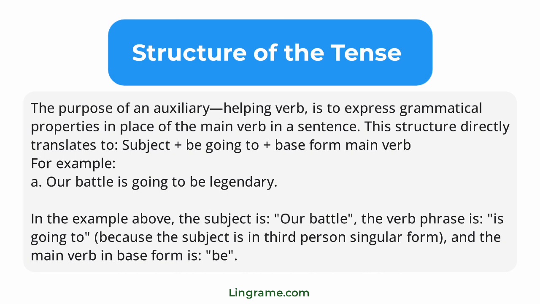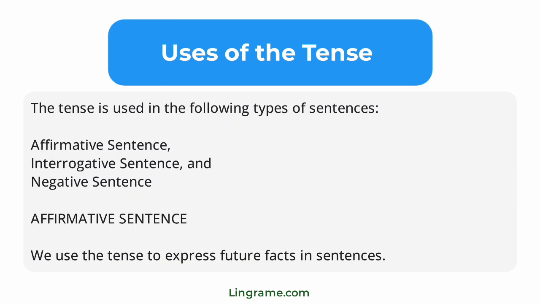For example, our battle is going to be legendary. In the example above, the subject is our battle, the verb phrase is going to, because the subject is in third person, singular form, and the main verb in base form is be. Uses of simple future tense in sentences. The tense is used in the following types of sentences: affirmative sentence, interrogative sentence, and negative sentence.